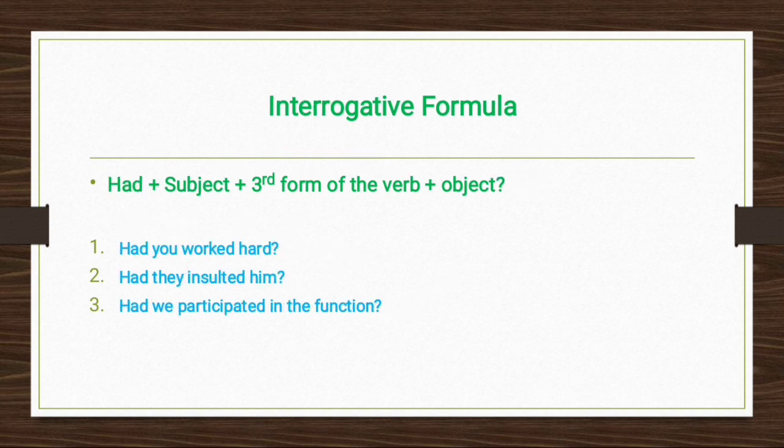Interrogative formula. Had plus subject plus third form of the verb, and if we talk about interrogative, we have to use had first, means helping verb should be at the start, and at the last we have object, then question mark. Had you worked hard? Had is helping verb, and that's why we are using it at the start, because we are talking about interrogative formula. Then subject, then third form of the verb, then at the last we have question mark. Had they insulted him? Had we participated in the function?